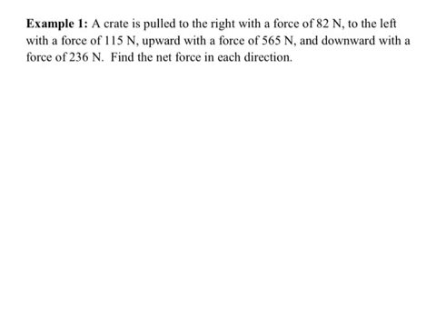Number 1 says a crate is pulled to the right with a force of 82 newtons. Here's our crate pulled to the right. And to the left with 115 newtons, up with 565, and down with a force of 236. So imagine this object is in the middle of space. Clearly it's not on a table, it's being pulled in every direction. Or we could say it's a bird's eye view, whichever way you'd like to say. It's being pulled in all the directions. But the idea is that we have 4 different forces. We can label them with FP1, FP2, FP3, FP4 for a force of pull 1 through 4.